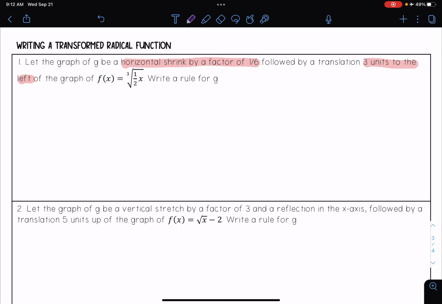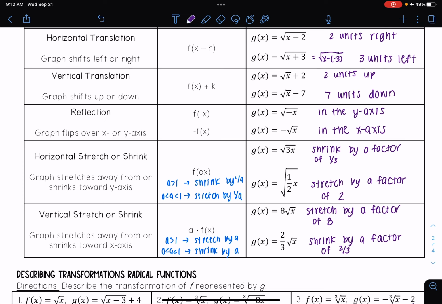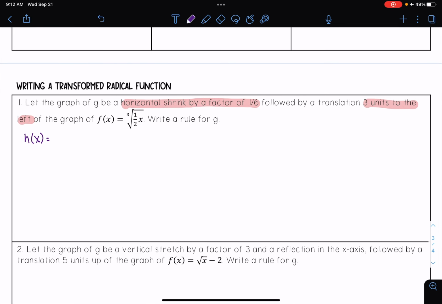So I see there are 2 different transformations happening here. I'm going to start by focusing on the first transformation, the horizontal shrink. I'm going to call this function h of x. It says the horizontal shrink by a factor of 1/6. Looking at my table up here, a horizontal shrink means I'm going to do f of a times x. However, with the shrink, I'm going to take the reciprocal of that. So since this is by a factor of 1/6, I'm going to do f of 6 times x. So I do the flip of that.